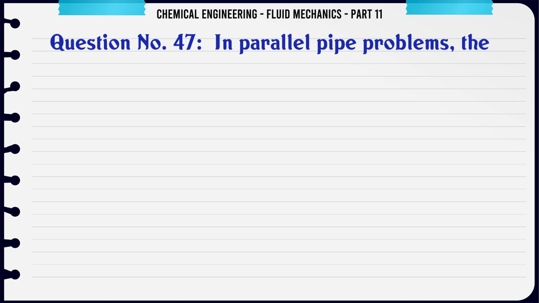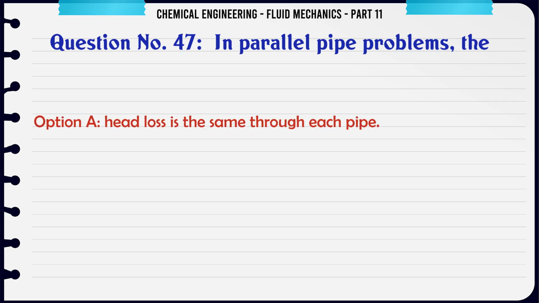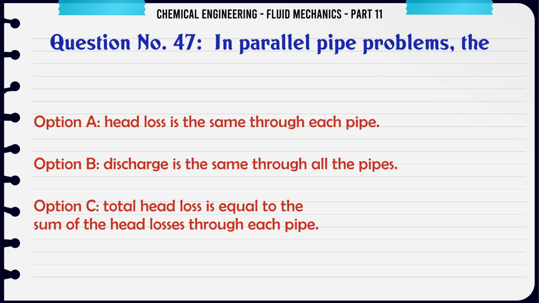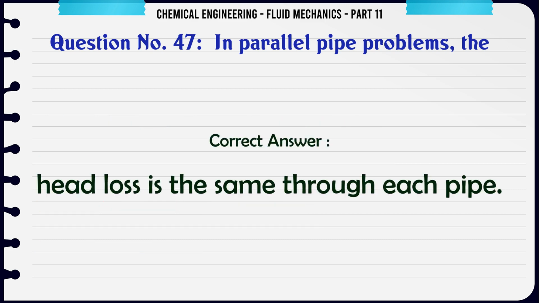In parallel pipe problems, the A. head loss is the same through each pipe. B. discharge is the same through all the pipes. C. total head loss is equal to the sum of the head losses through each pipe. D. none of these. The correct answer is head loss is the same through each pipe.